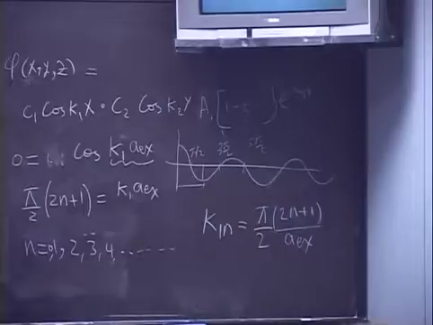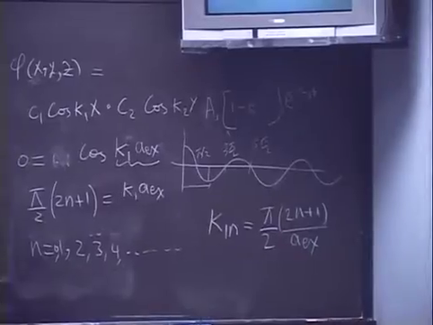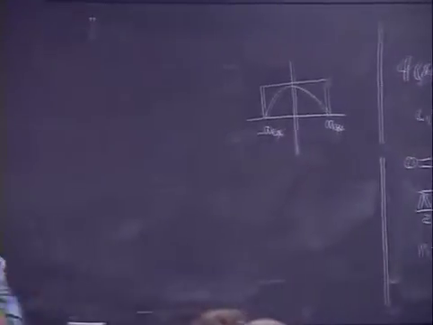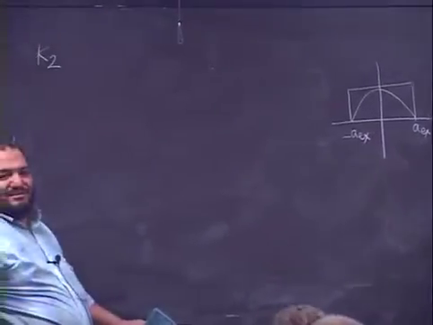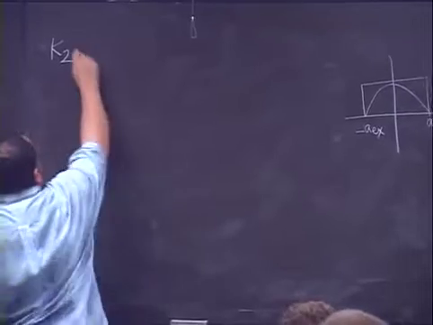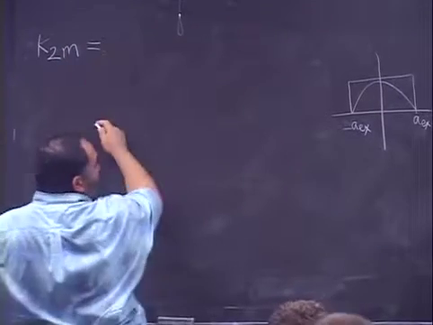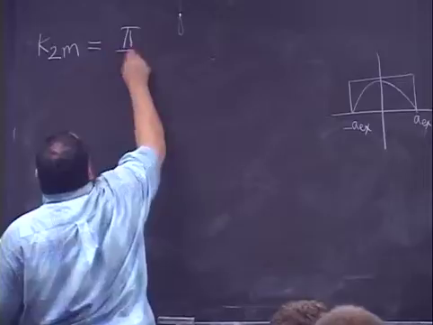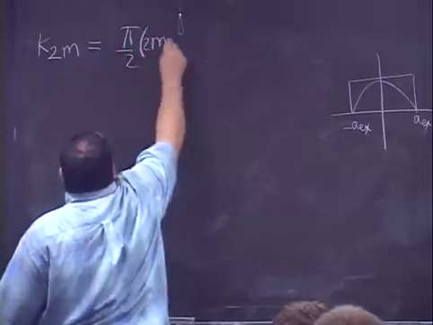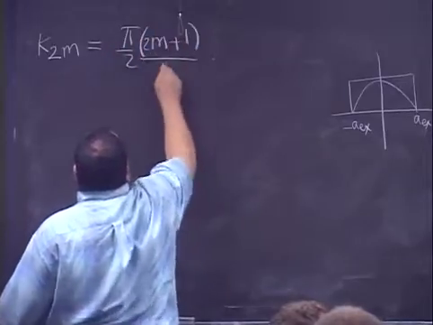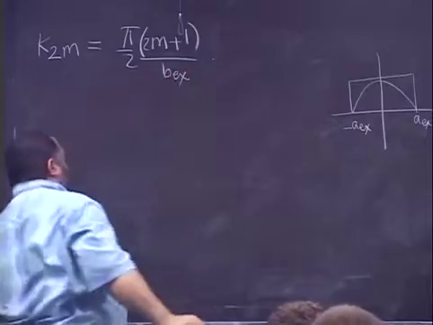Now, I can do the same for what? For y. So for y, I will get what? K2 what? I cannot say n again, because it is in the y direction. So I will say what? M. It will be equal to what? Pi over 2, 2m plus 1 over b extrapolated.